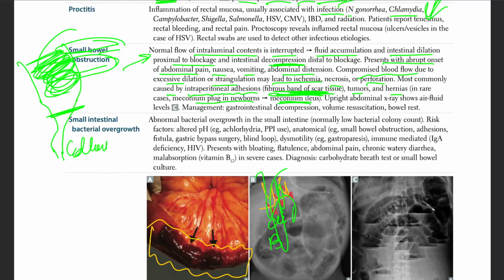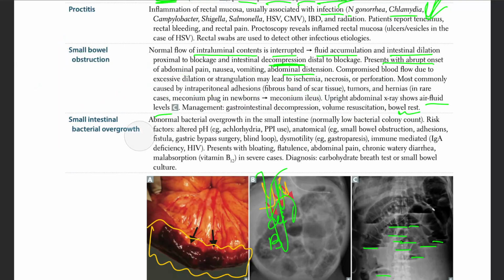Upright abdominal X-ray shows air fluid levels. And looking at picture C, you can see the air fluid levels. Look, air fluid levels in the upright images. Okay, management is gastrointestinal decompression, volume resuscitation, and bowel rest.